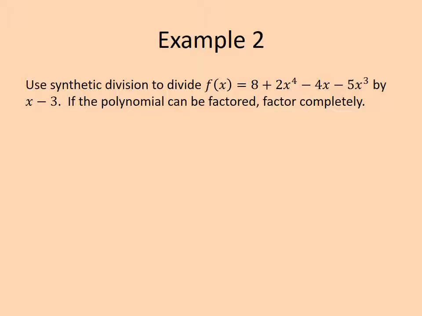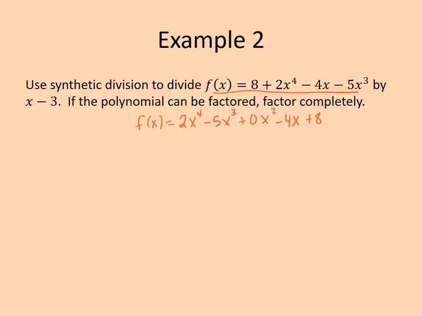Here's another example using polynomials. Use synthetic division to divide f of x, 8 plus 2x to the 4th minus 4x minus 5x cubed by x minus 3. If the polynomial can be factored, factor completely. So the first thing we need to do with our polynomial is we need to reorder it. So this polynomial is also to the 4th, so we have to do 2x to the 4th minus 5x cubed. But we're missing our squared term, so we must put a 0. 0x squared minus 4x plus 8.